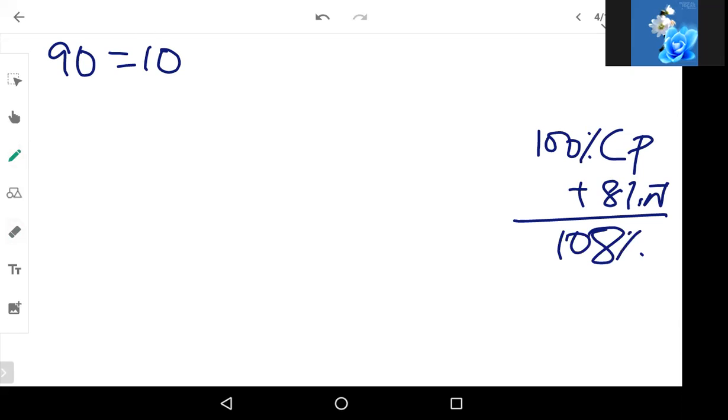It means along with cost price, he is making 8% profit. So if 100 is the cost price plus 8%, he's selling at 108%. So at 90, if he's selling at 108%, okay, so at 100, what will be the price? So now do the math here. So 108 into 100 divided by 90. Oh, oops, sorry, wait. It's the other way around.